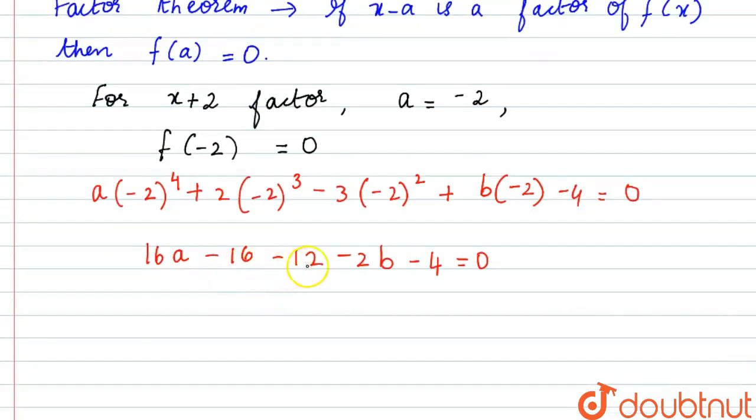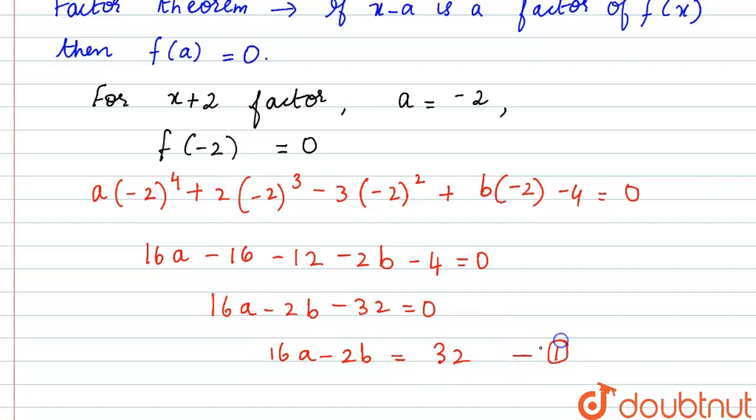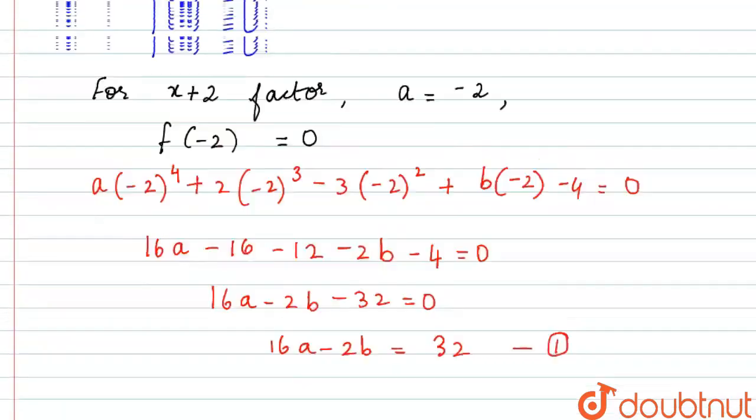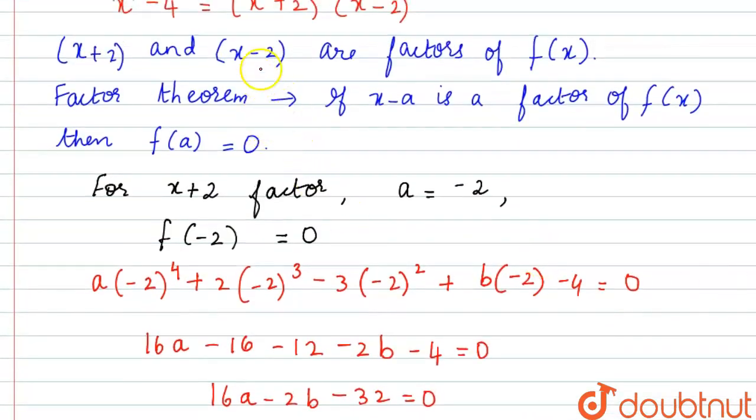Then here minus 16, minus 12 and minus 4 are like terms. We can add them. So this will be 16a minus 2b. When we add them, we get minus 32 equal to 0. So we can write this as 16a minus 2b equal to 32. We'll take this as equation 1. Now we'll take the next factor, that is x minus 2.